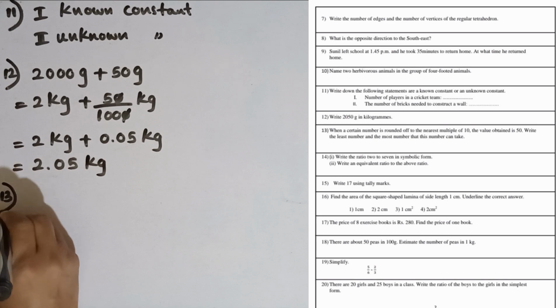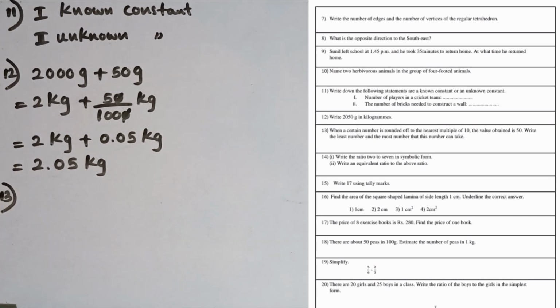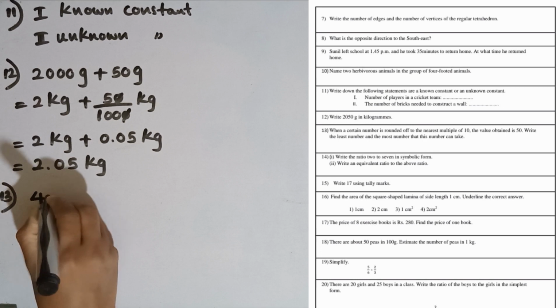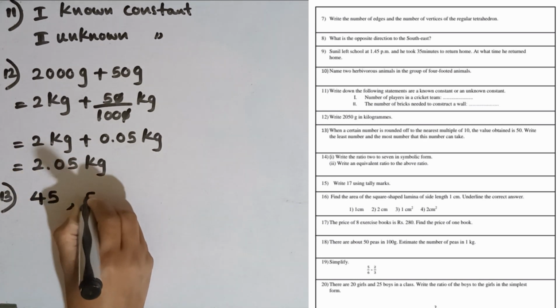Question number 13. When a certain number is rounded off to the nearest multiple of 10, the value obtained is 50. Write the least number and the most number, that is the greatest number, that this number can take. The least number must be 45 and the greatest number must be 54.